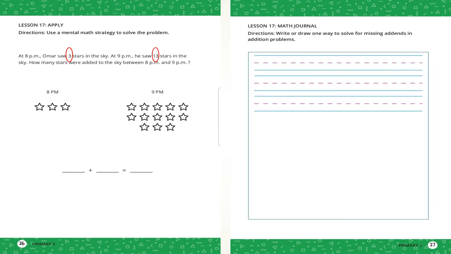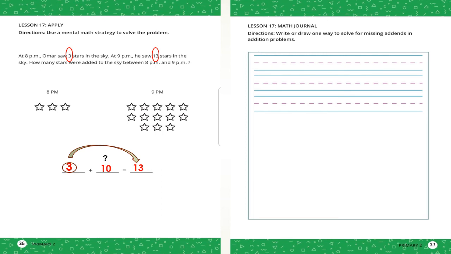At 8 p.m., there are 3 stars. They increased suddenly at 9 p.m. to become 13 stars. So here we have 3 plus missing number equals 13. We studied it before in the making 10 strategy. 3 plus 10 equals 13.